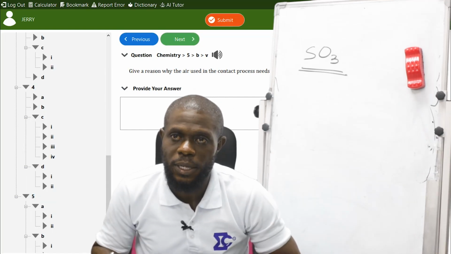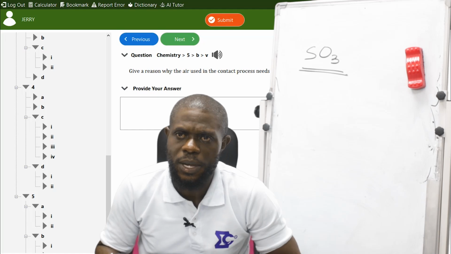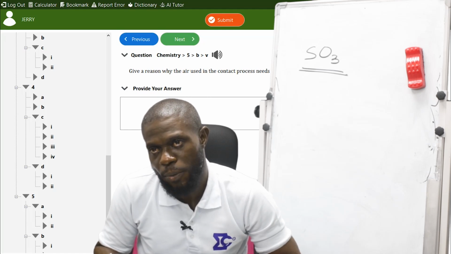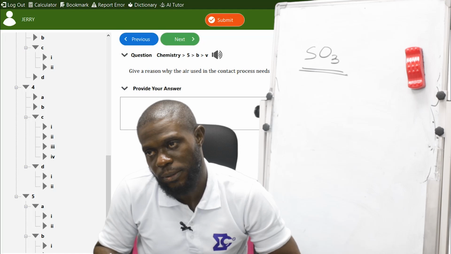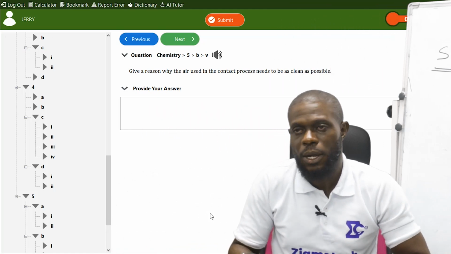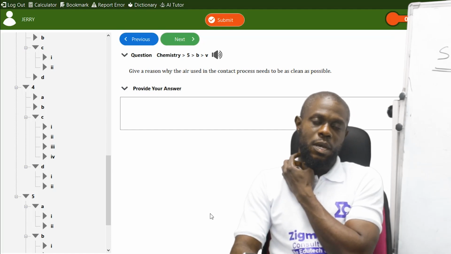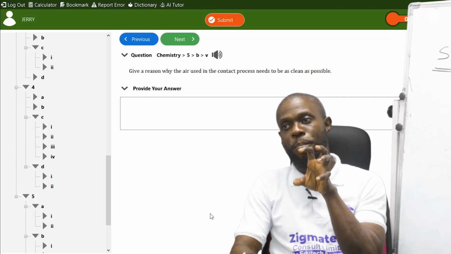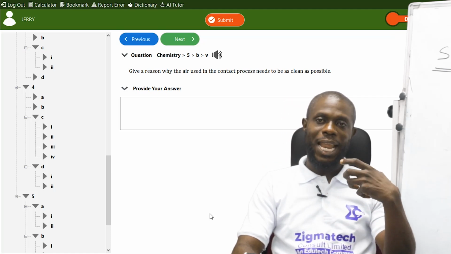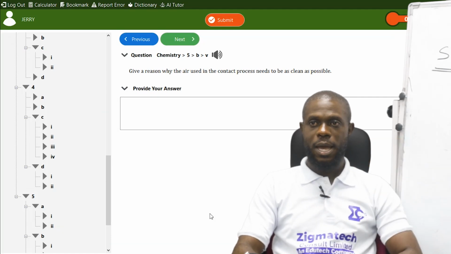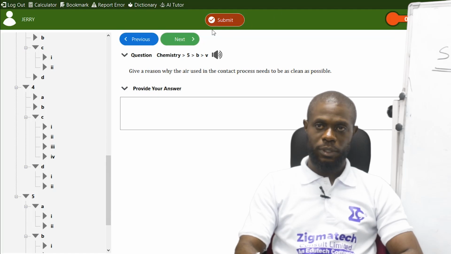So they say, give a reason. The next question, number 5BV: give a reason why the air used in the contact process needs to be as clean as possible. In the contact process, the air needs to be as clean as possible so as to allow a free combustion, free burning. That's why the air should be as clean as possible.